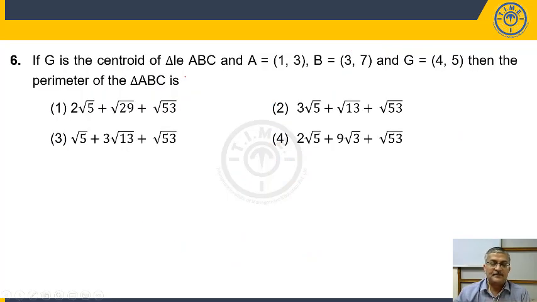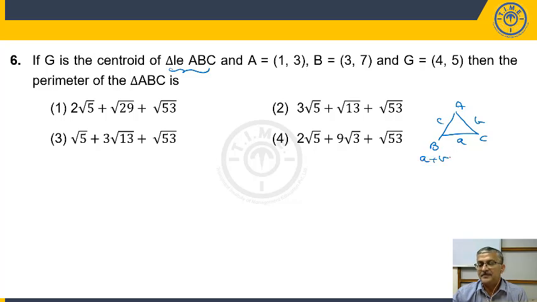So look at this. G is the centroid of the triangle ABC. A and B are given and the centroid is given. What is the perimeter? Perimeter of a triangle means, suppose this is the small a, this is small b, this is small c. The perimeter is a plus b plus c. So what is a? Distance between BC. What is b? Distance between AC. What is c? Distance between AB. So simply it is nothing but the distance between the points.